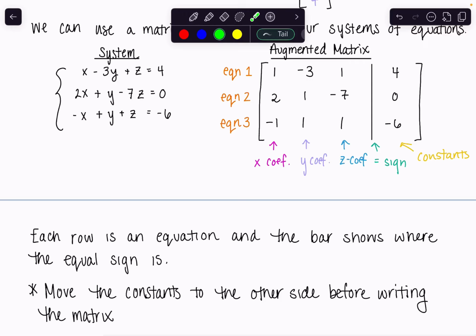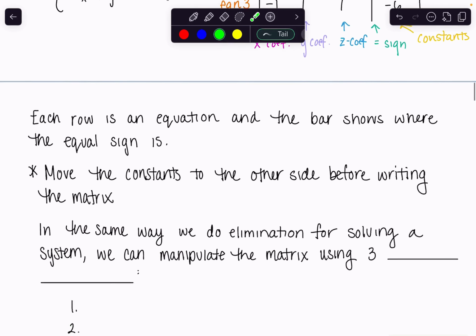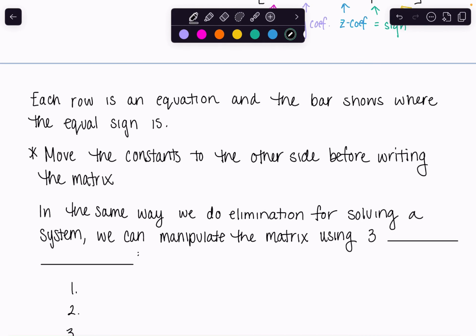Now, if we go through and do elimination on this system, that's really going to correspond to what we call elementary row operations. It's just going to keep track again of the coefficients. In the same way we do elimination for solving a system, we can manipulate our matrix using 3 elementary row operations.